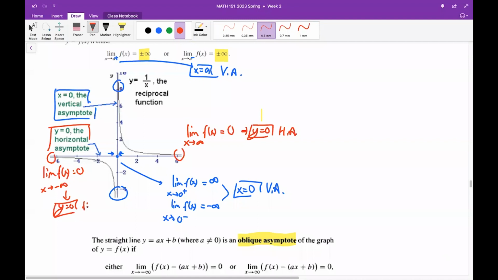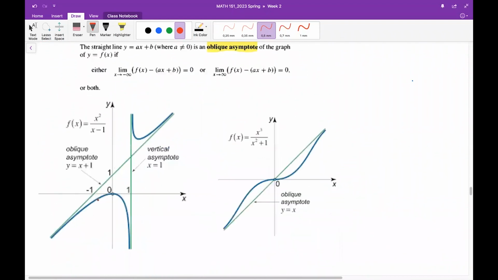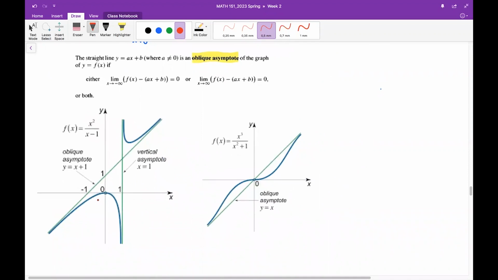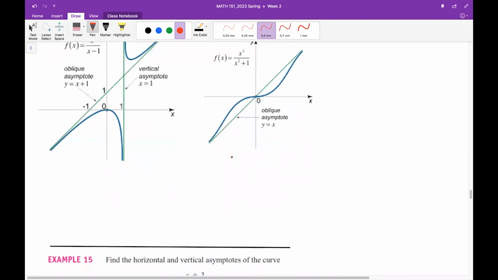Okay, any questions? So far, so good. Let's move on if no questions. Now we will talk about oblique asymptote a bit. Here is the formal definition for oblique asymptote. It may seem a bit complicated at first sight, but let me try to make it easier for you. I will put a remark about oblique asymptote to understand that formal definition.